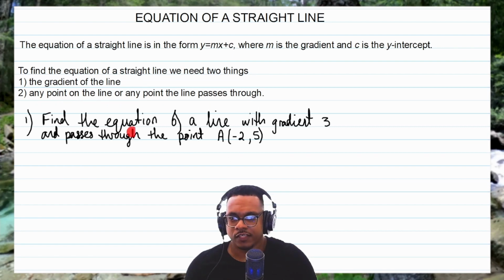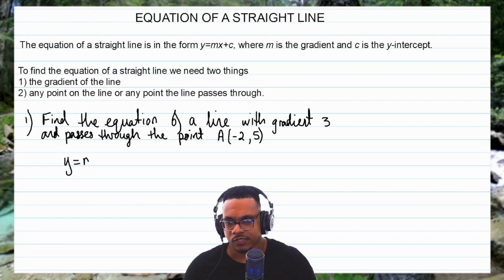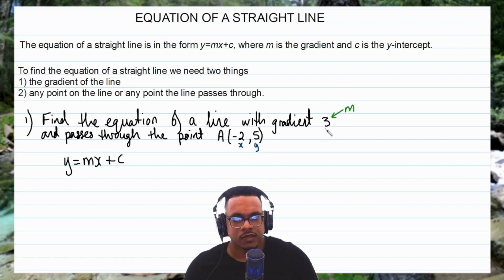So here we want to find the equation of a line with gradient 3 that passes through the point A, which has coordinates -2 and 5. The first thing I'll do is write the format for the equation of a line, which is y is equal to mx plus c. Now this -2 would be my x, this 5 would be my y, and this 3 would be my gradient, m.